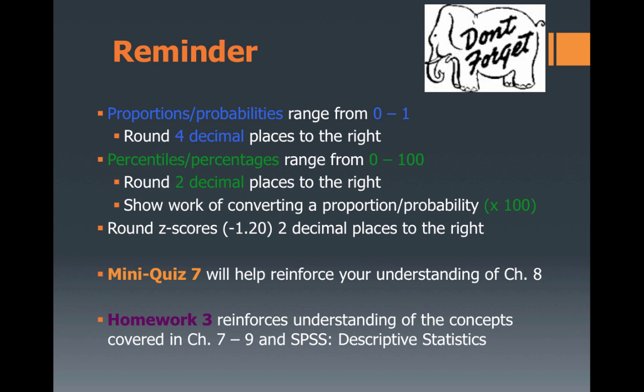Any z-scores that you get, round those to 2 decimal places to the right. Again, we need these 2 decimal places so that we can look up the z-score on the z-score table to find the corresponding proportion or probability.